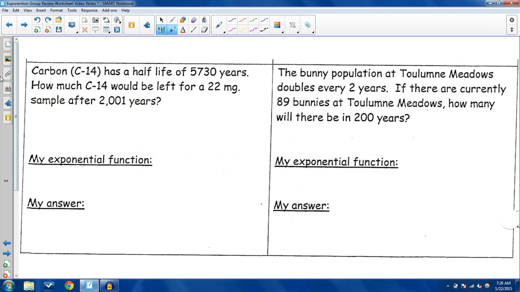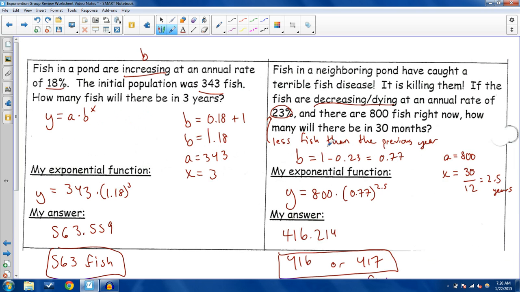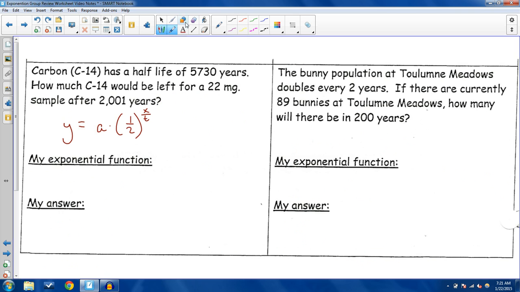Okay, last two. Half-life problem. Carbon C14 has a half-life of 5730 years. Okay, half-life. Let's first identify the equation here. In this case, for half-life, B will be your decay rate of 1/2. And this x over t, don't let it confuse you too much. I'll go back to the previous problem if it helps. Notice, we did a fraction here because we had to do a certain unit conversion. X over t is nothing more than your number of half-lives. So I'll do that first.